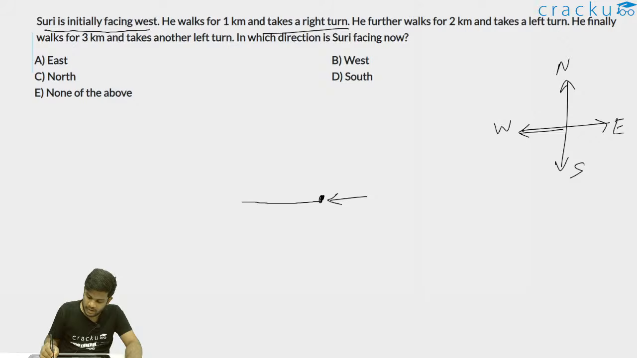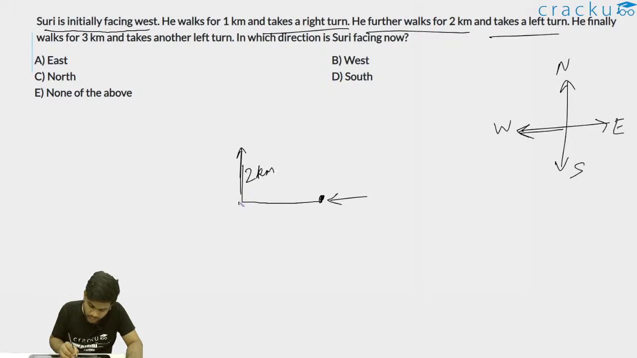So if a person is facing west, his right will be to the north side. So now he is facing north. It is said that he further walks 2 kilometers and takes a left turn. So here he walks 2 kilometers. This was 1 kilometer. And he takes a left turn. So when you are facing north and then you take a left turn, you face west. So again, this is the direction which Suri is facing.